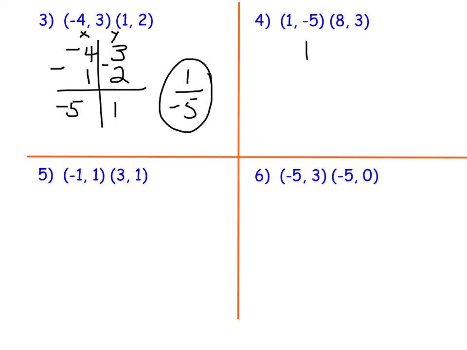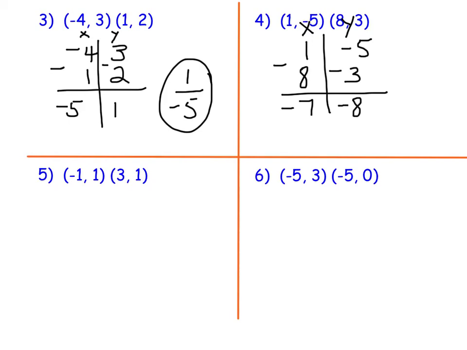Problem number 4. We have 1, -5, and 8, 3. This is our x, this is our y. We're going to go ahead and subtract. 1 minus 8 is -7. -5 minus 3 is -8. This gives us a slope of -8 over -7.